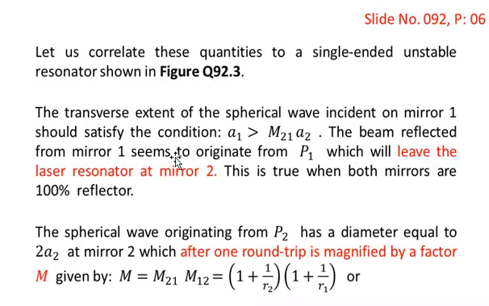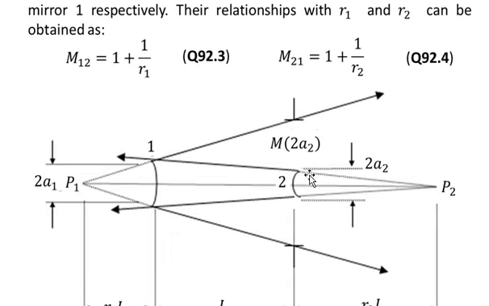The beam reflected from mirror 1 seems to originate from P1, and will leave the laser resonator at mirror 2. So the light will leave only at the location of mirror 2. This is true when both mirrors are 100% reflective. When light is incident on mirror 1, it does not get through mirror 1 but is totally reflected in the form of rays, and some of the light is also reflected towards mirror 2.